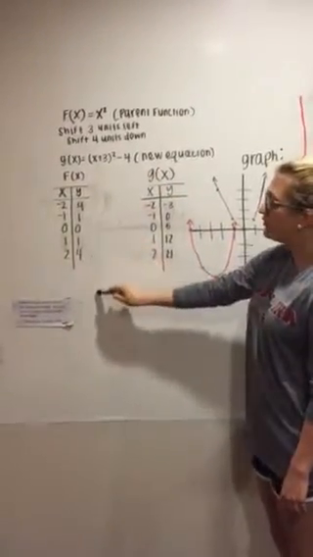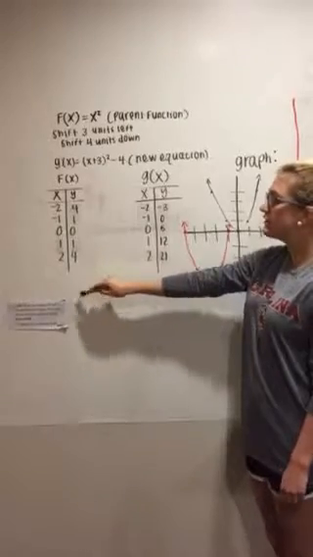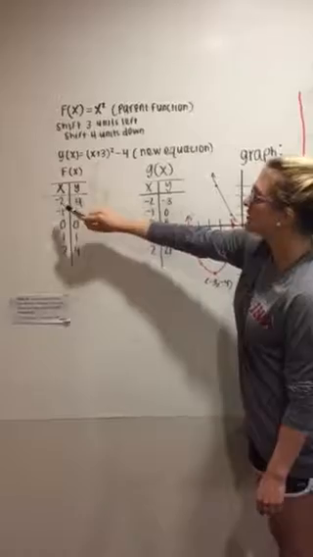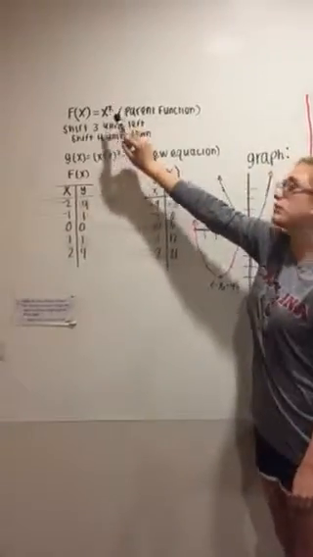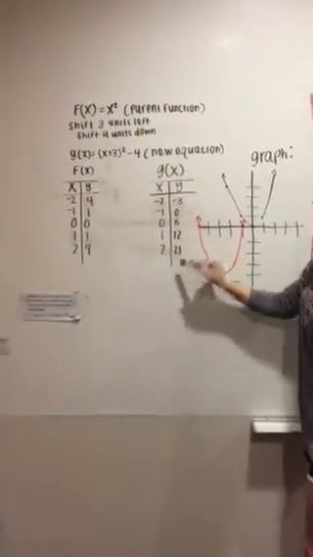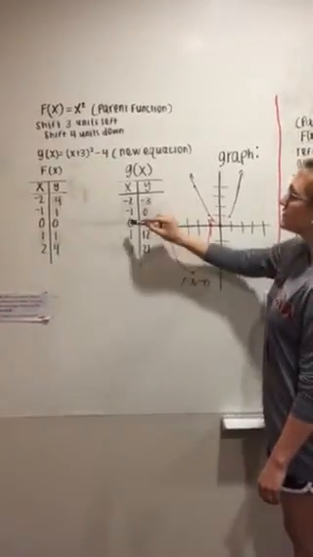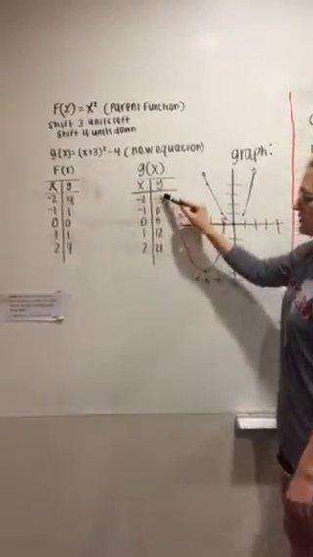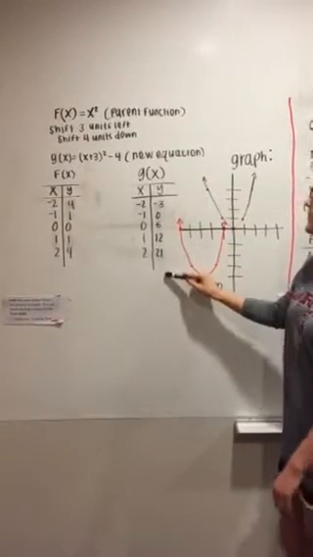This is our table for f(x), and the way we get the y values is by plugging the x values into x². For g(x), the way we get the y values is plugging the x values into our new equation, and it gives us these values for y.